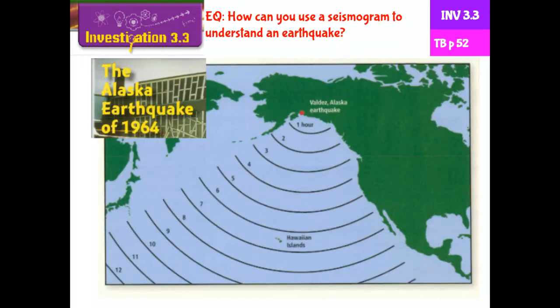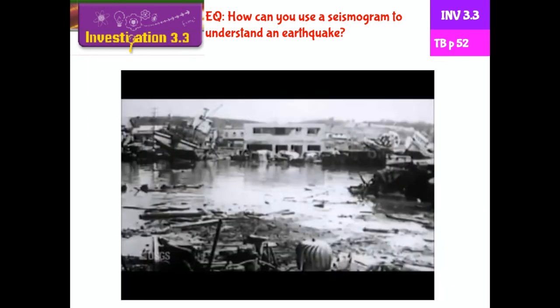We're going to be talking about the Alaskan earthquake of 1964 today, which occurred in Valdez, Alaska. And it shows you the wave as it moved away and hit the Hawaiian Islands 7 hours later. Your teacher should put a video online that you can see about the earthquake and tsunami from Alaska in 1964.